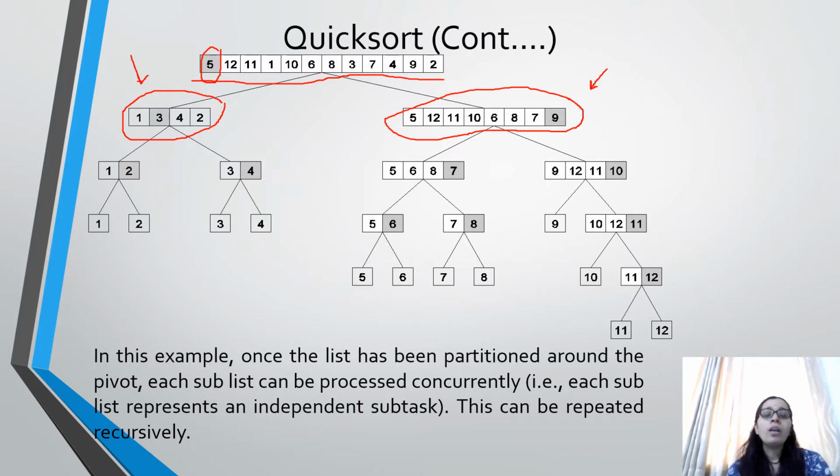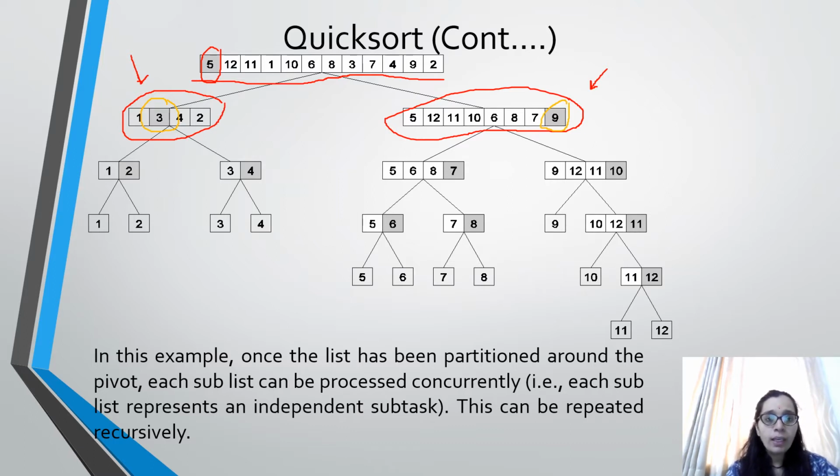After getting these two sequences A0 and A1, again from these two sequences we select a pivot element. Among these, I have selected the pivot element 3 here, and 9 here. What will be the next step? Again we have to divide into two subsequences, the elements that are less than the pivot and the elements that are greater than or equal to the pivot.